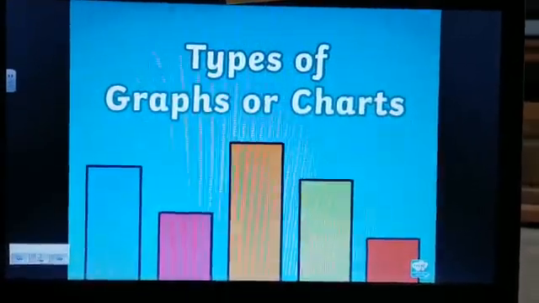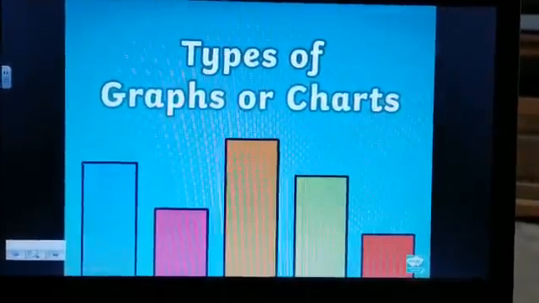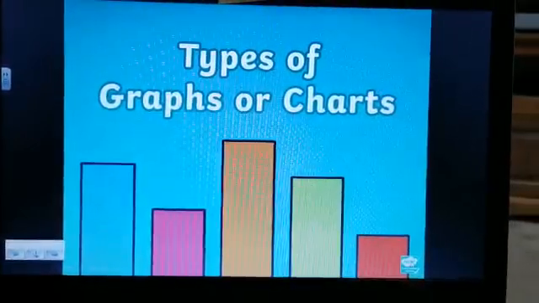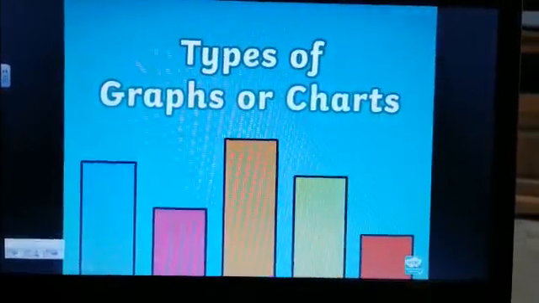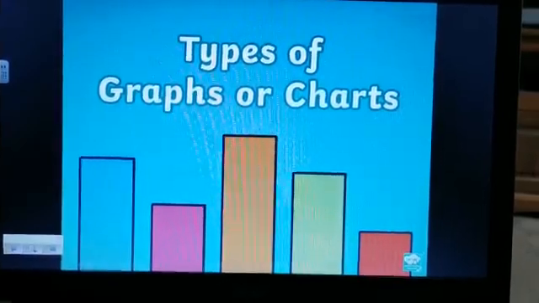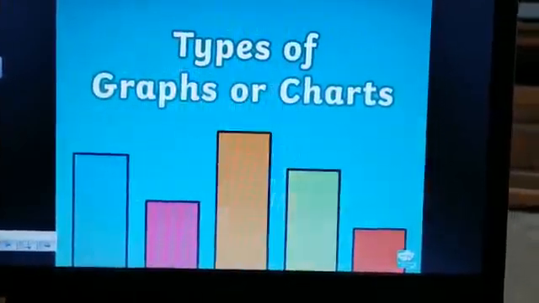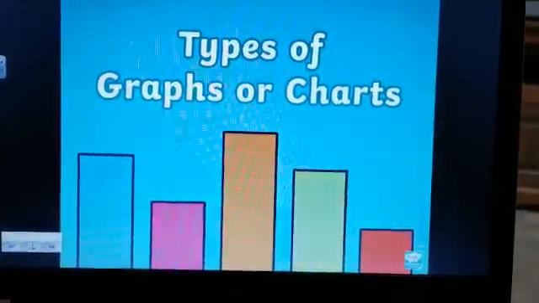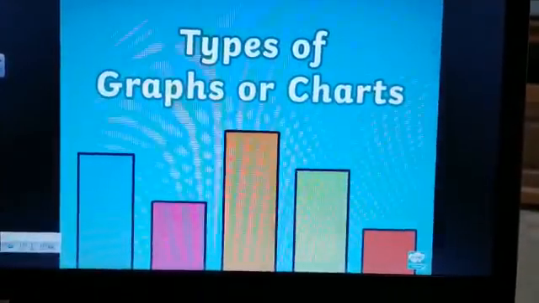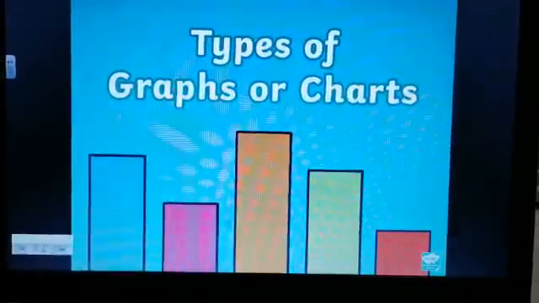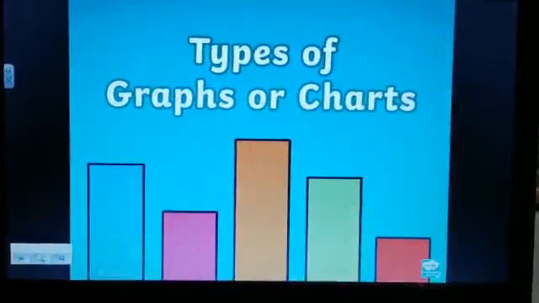Good morning, Year 3. Today I'm going to talk you through types of graphs or charts, which is our new topic in maths. So what I'm going to do is show us a couple of different types of graphs or charts, talk you through how we understand them, how we read them, and then you've got a couple of activities that you will do following this video.